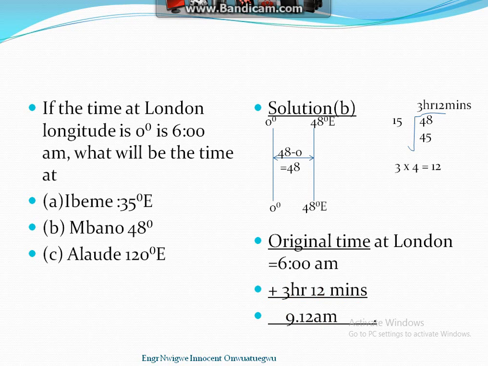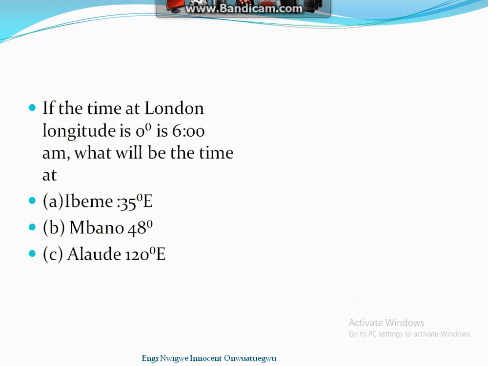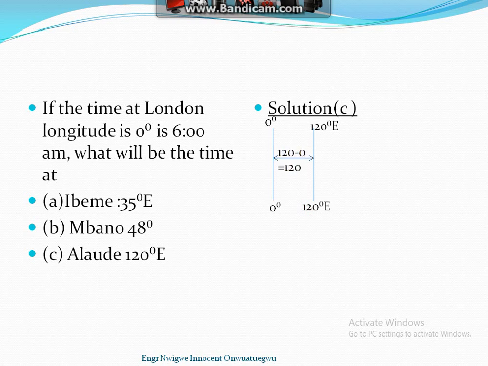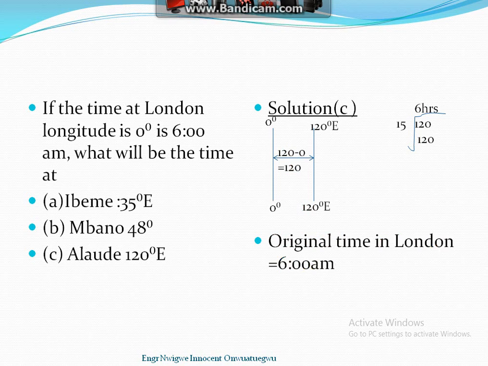We now calculate the time at Alude. From the prime meridian 0 degrees to Alude, which is 120 degrees east, is 120 minus 0 degrees, which will give us 120 degrees east. So we use 15 to divide 120, which will give us 6 hours. The original time in London is 6 a.m. plus 6 hours, that is 7, 8, 9, 10, 11, 12. So the answer is 12 noon.